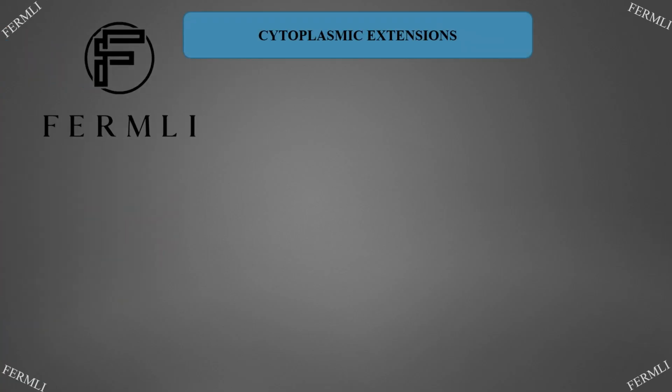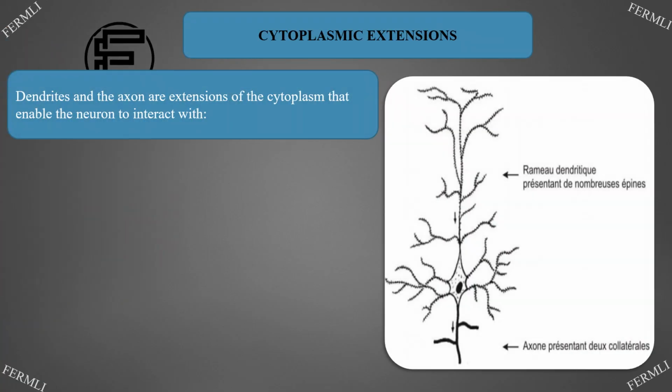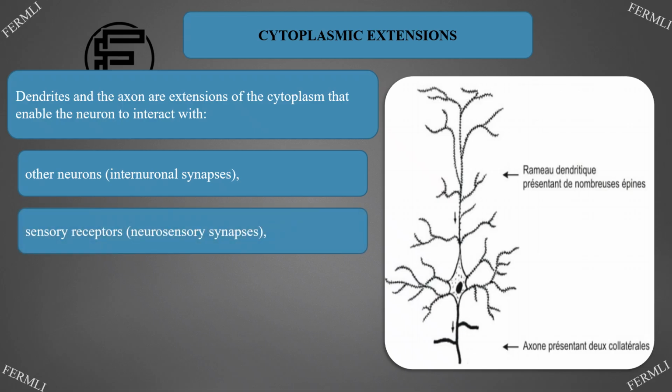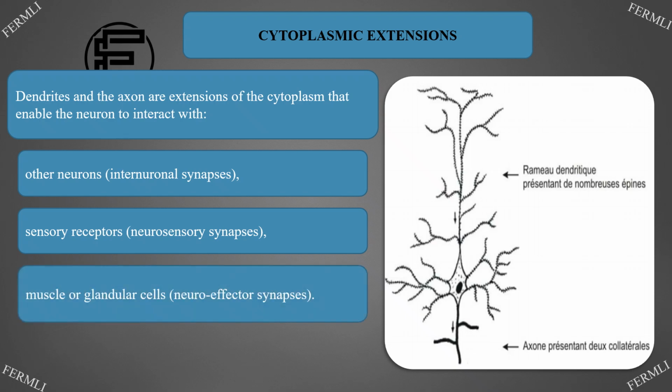Cytoplasmic extensions. Dendrites and the axon are extensions of the cytoplasm that enable the neuron to interact with other neurons, interneuronal synapses, sensory receptors, neurosensory synapses, muscle or glandular cells, neuroeffector synapses.